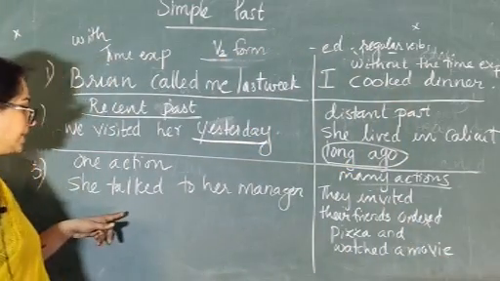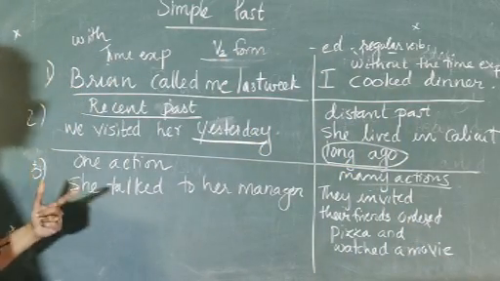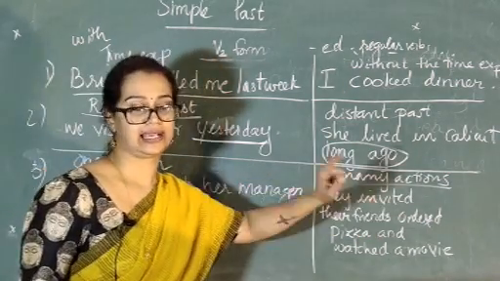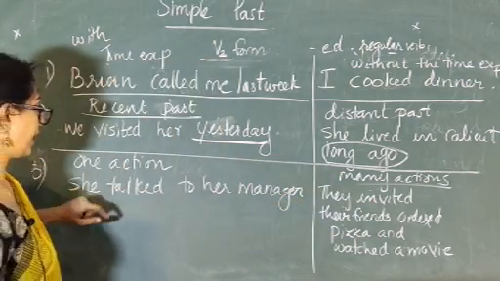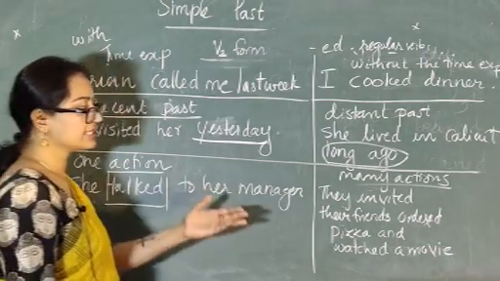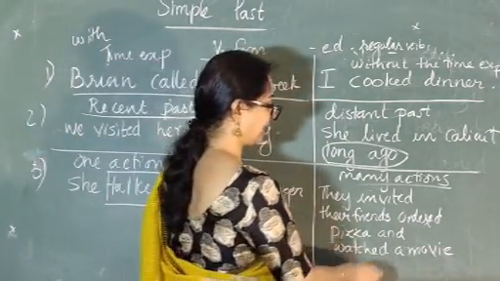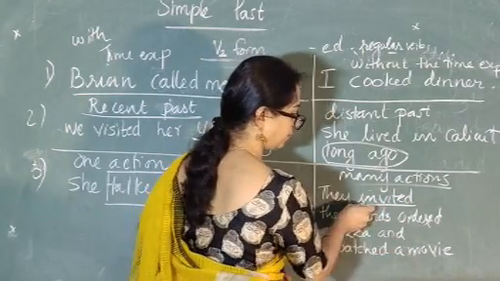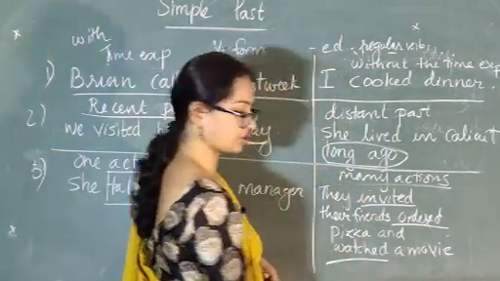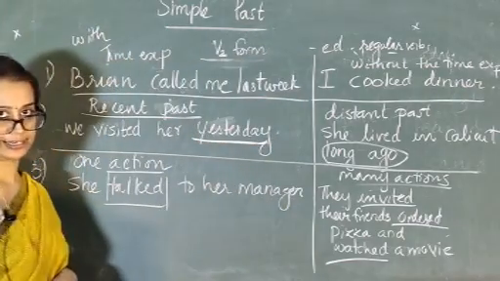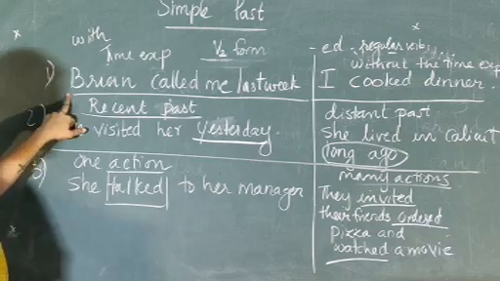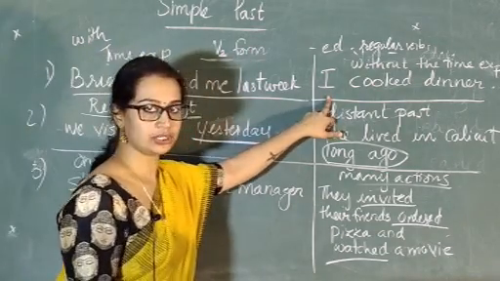Okay, so it can be used for one action and many actions. When it is used for one action, you will have only one verb here. See, one verb. When it is many actions, it is indicated with the usage of many verbs. Invited, ordered, watched. So it shows many actions. Simple past tense can be used with a time expression or without a time expression.